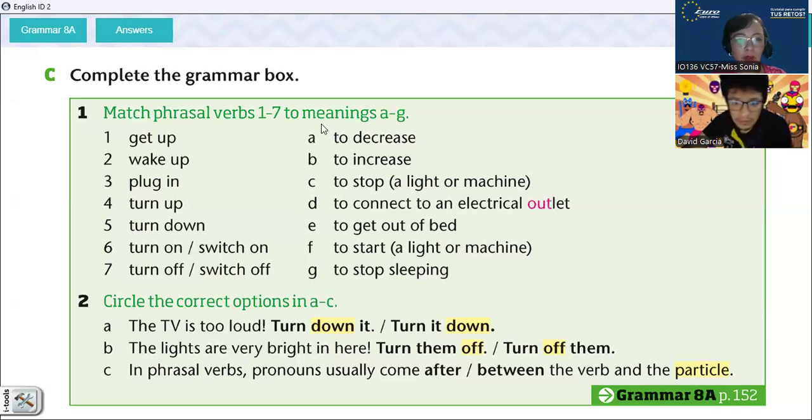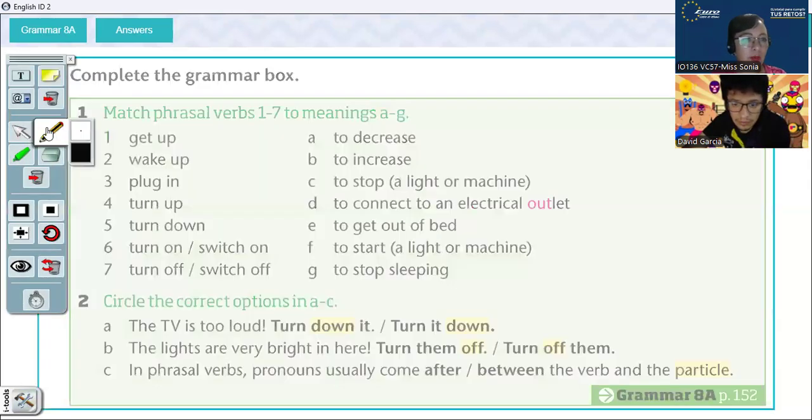Okay. Wake up. So that would be... Let's check, get up. So we say letter E, to get out of the bed, of course. Wake up. Oh, sorry. I think wake up is get out of the bed. No, get up, it's okay, but wake up, maybe to stop sleeping. Wake up is to stop sleeping, yes. And get up, get out of bed.